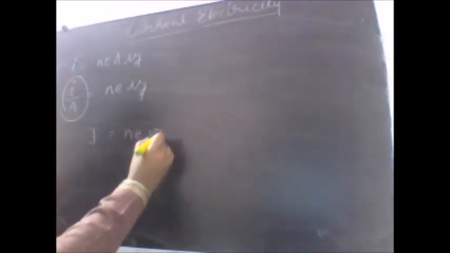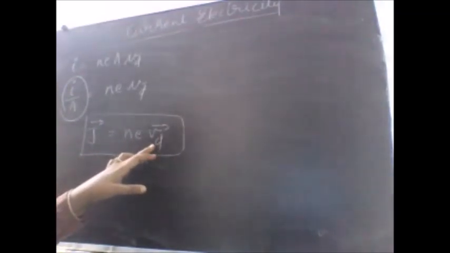J is equal to nevd. I can now justify, though current here was a scalar term, but dividing it by the area has given a new quantity, current density, which is a vector quantity. I'll put a vector sign here, I'll put a vector sign here, and now the equation is justified.